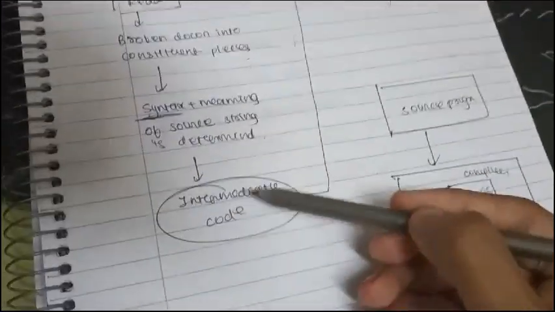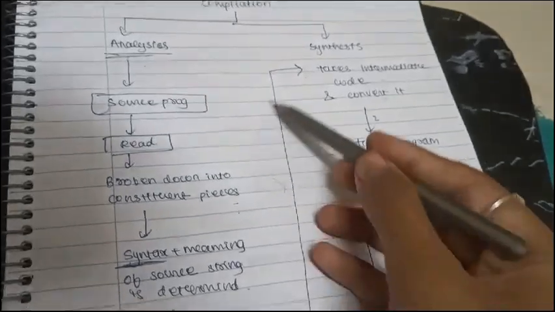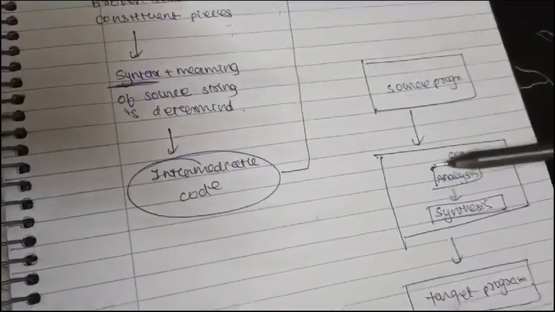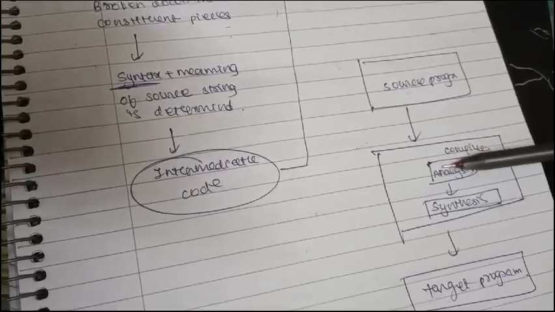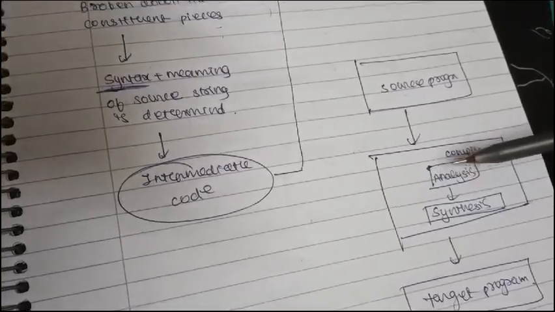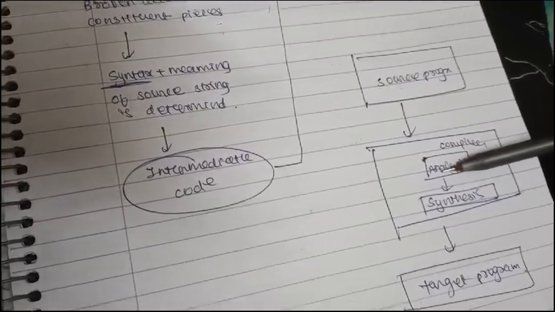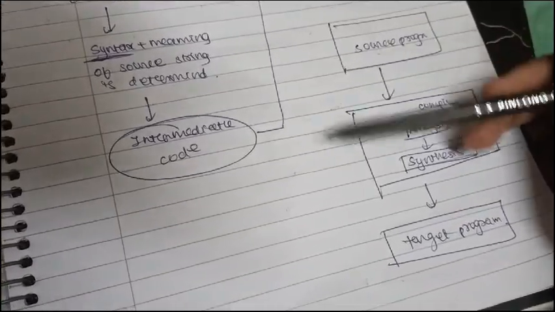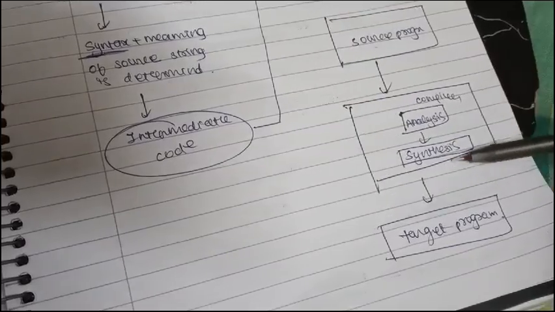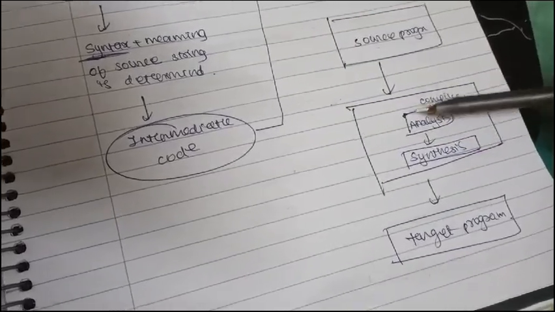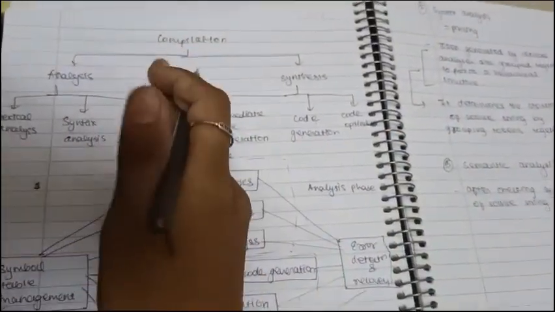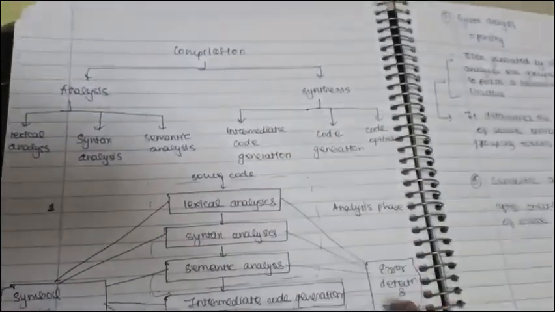Then an intermediate code is generated. This intermediate code is passed to the synthesis phase, which converts it into the target program. So the source program is taken by the analysis phase, read and broken down into pieces, and then the syntax and the meaning is derived, which is passed to the synthesis phase, and then the source program is converted into the target program. So this is how the compilation is done using these two main phases, that is the analysis and synthesis model of the compiler. This forms the base of the phases of the compiler.